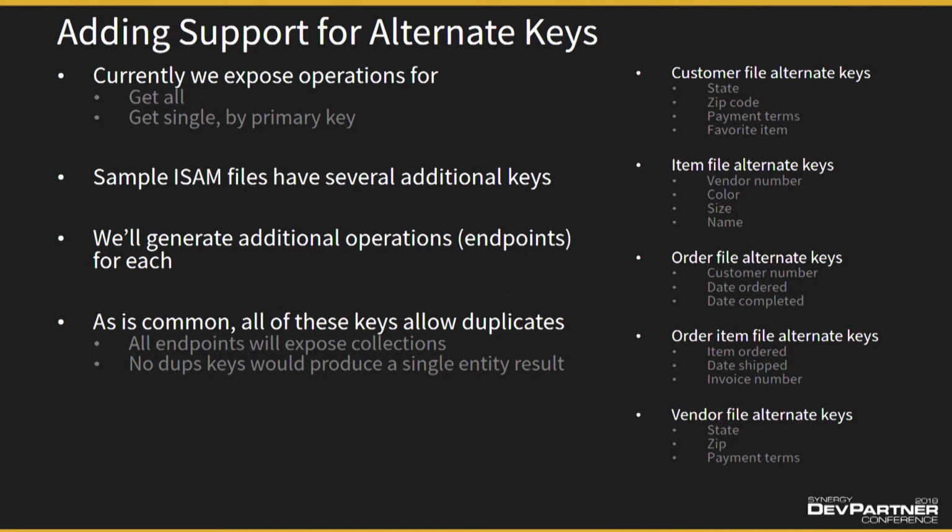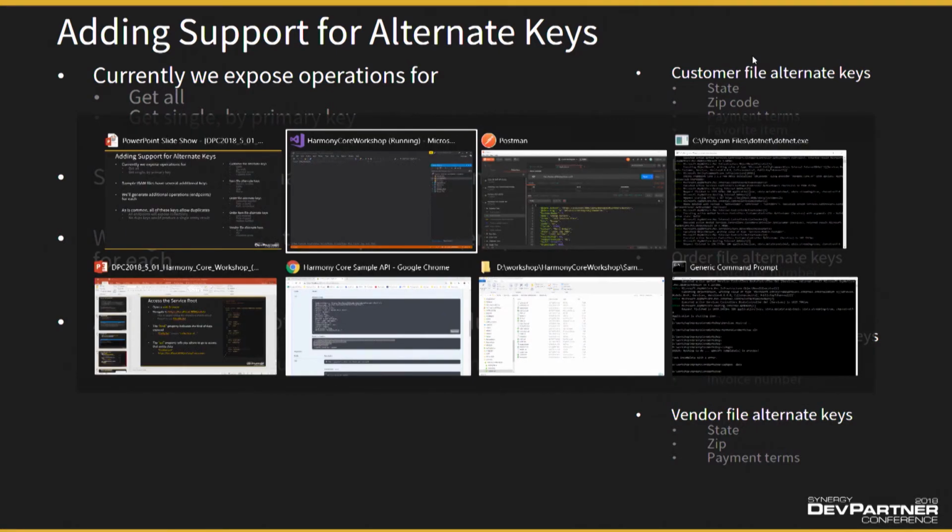We've got all the infrastructure in place. Our EF provider is already there. It's been dependency injected in there. We're just going to add extra operations and extra URLs to the service, and we're going to call different methods to drill in by state code or by payment terms or by zip code or whatever it happens to be. So all of those keys that exist.